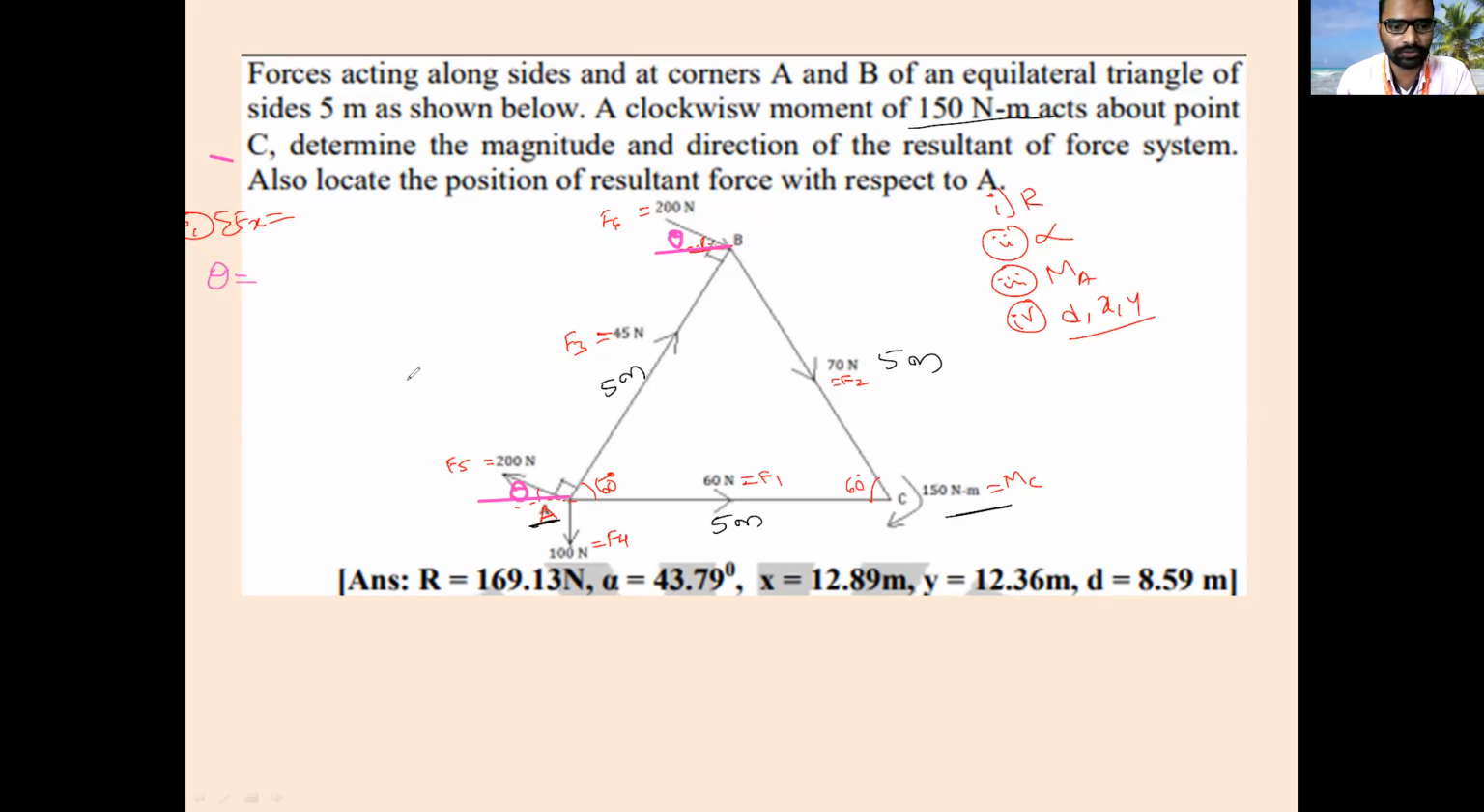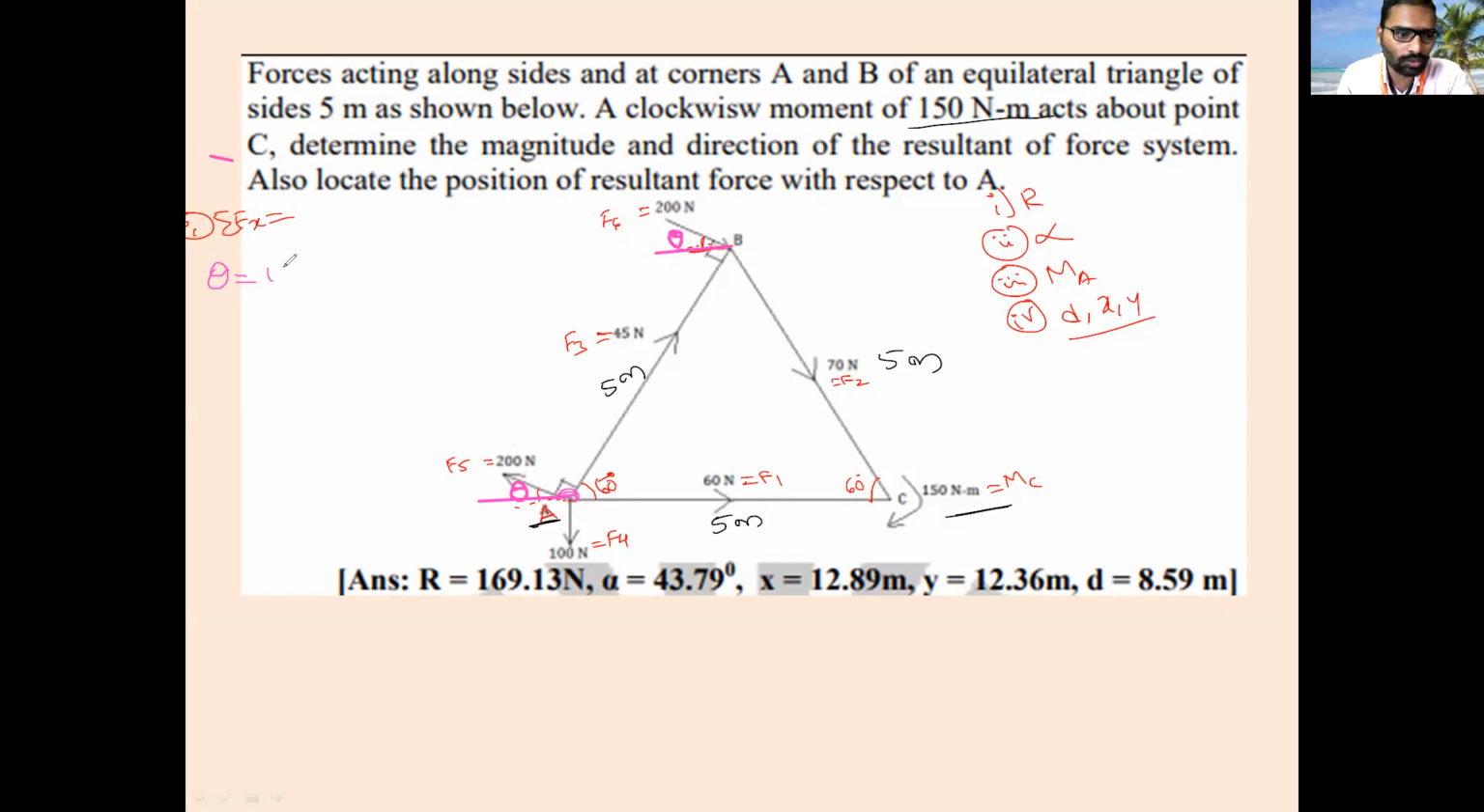See, this is one straight line. I want to find out this value. If you find this theta value, the same theta will be here also. If this is a straight line, what is the angle made by the straight line? 180. So this entire angle is 180. The interior of the triangle: this is an equilateral triangle, so this is 60 degrees. And the angle made by the force with respect to the side of the triangle is 90 degrees. So I want to find out the theta value.